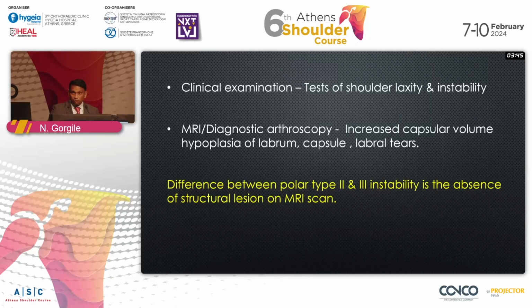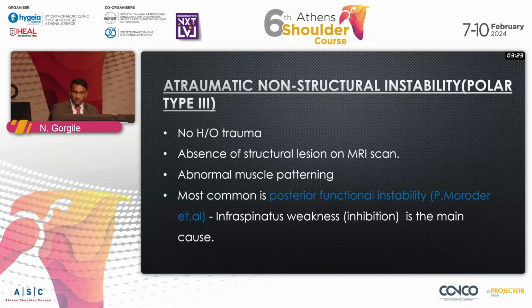In the MRI, we often see absence of a structural lesion or a minor labral tear, but most commonly it is associated with increased capsular volume, or sometimes a hyperplasia of the labrum and the capsule. So the main difference between this Polar type 2 and type 3 is the absence of structural lesion on the MRI scan. Now coming to the Polar type 3, that is atraumatic non-structural muscle patterning.